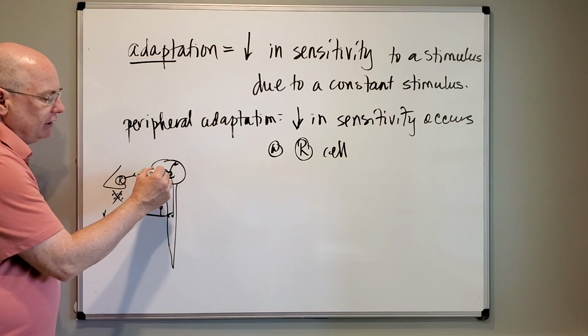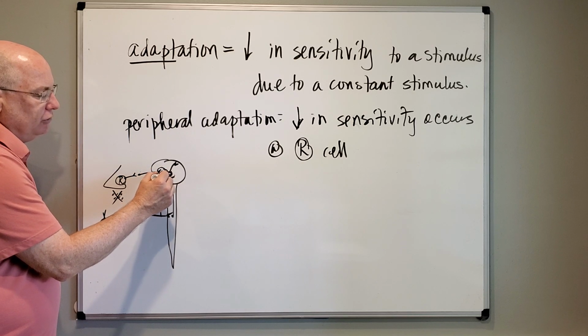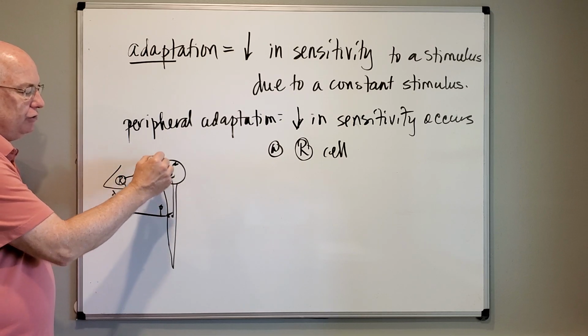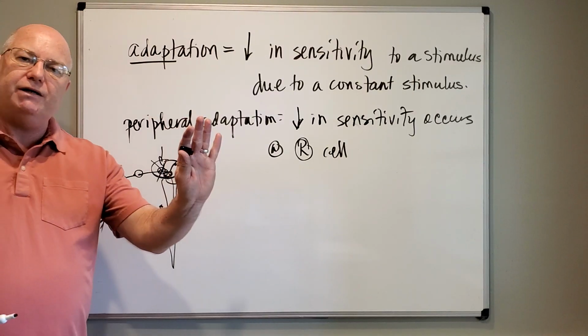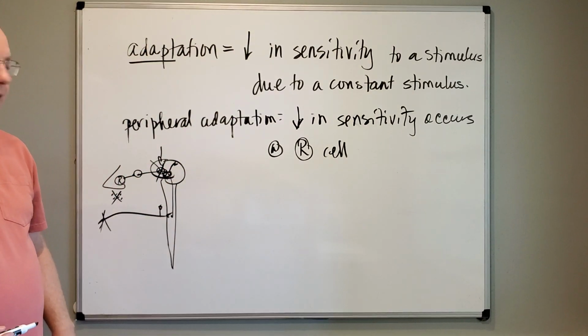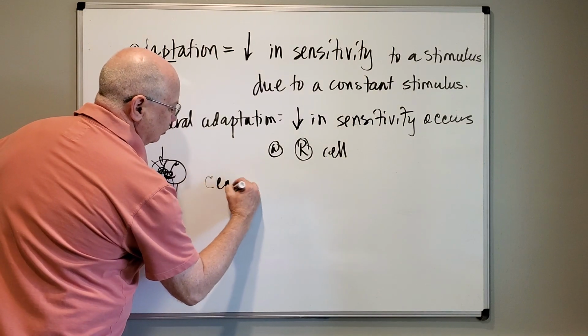It's one of the nuclei along the pathway out into our brain, one of the centrally located nuclei, where these cells say, okay, we've been getting that message, we're going to quit responding to it. And in that case, we call that central adaptation.